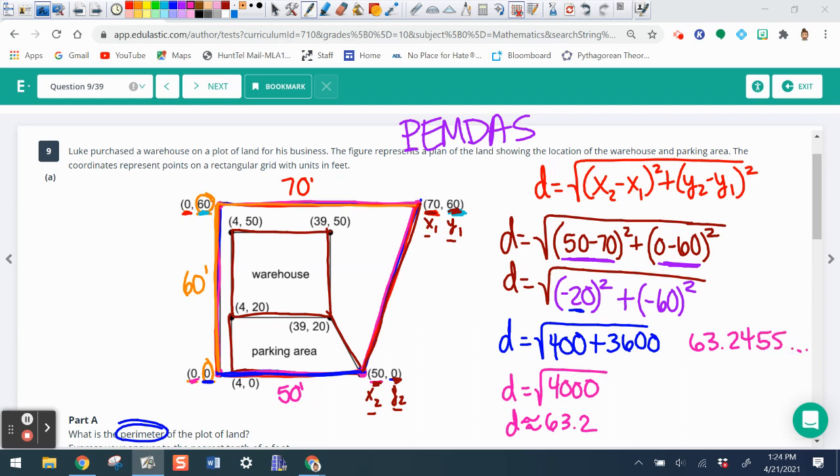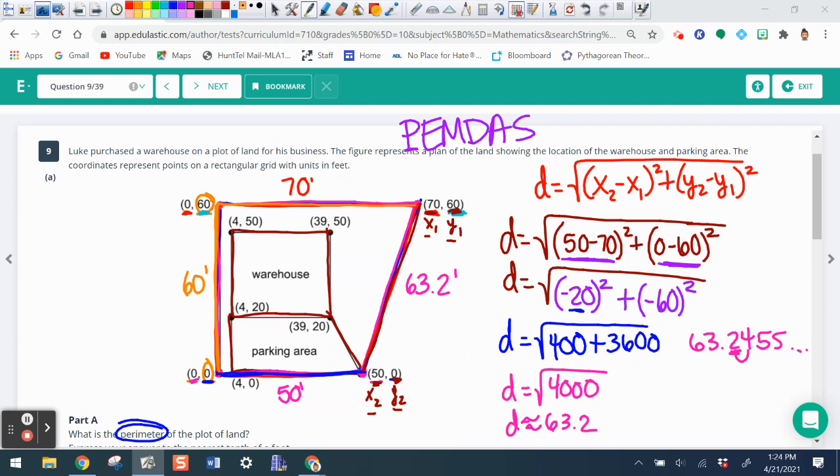Rounding to the nearest tenth, a 2 is in the tenth place, so we look to the number right behind the tenth place, and it tells us whether or not to round the tenth place up or keep it the same. And if it's 4 or below, we keep that number the same. So that's why I said that the distance between those 2 points is 63.2 feet.